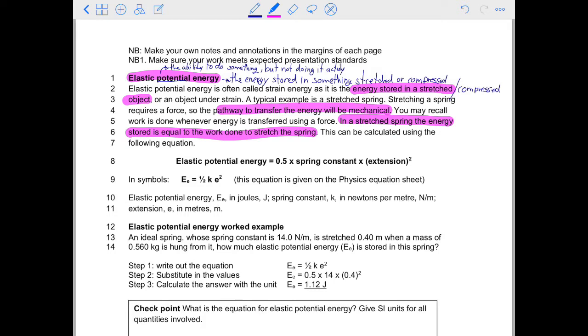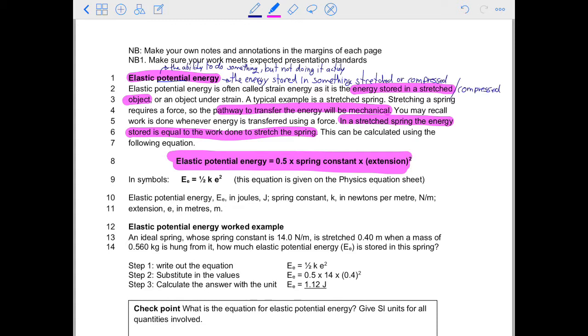So those two values are always the same. This value can be calculated using this equation. Elastic potential energy equals 0.5, or 1/2, times the spring constant times extension squared. This is an equation that will be given to you on your physics equation sheet, but you do need to be familiar with how to use it.